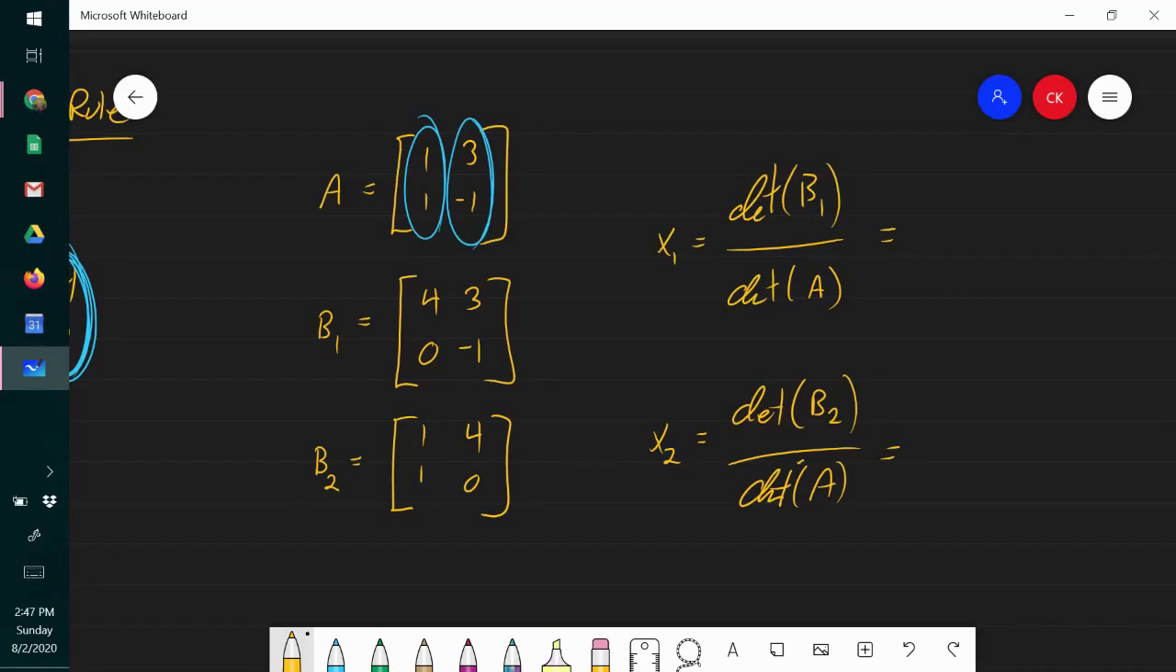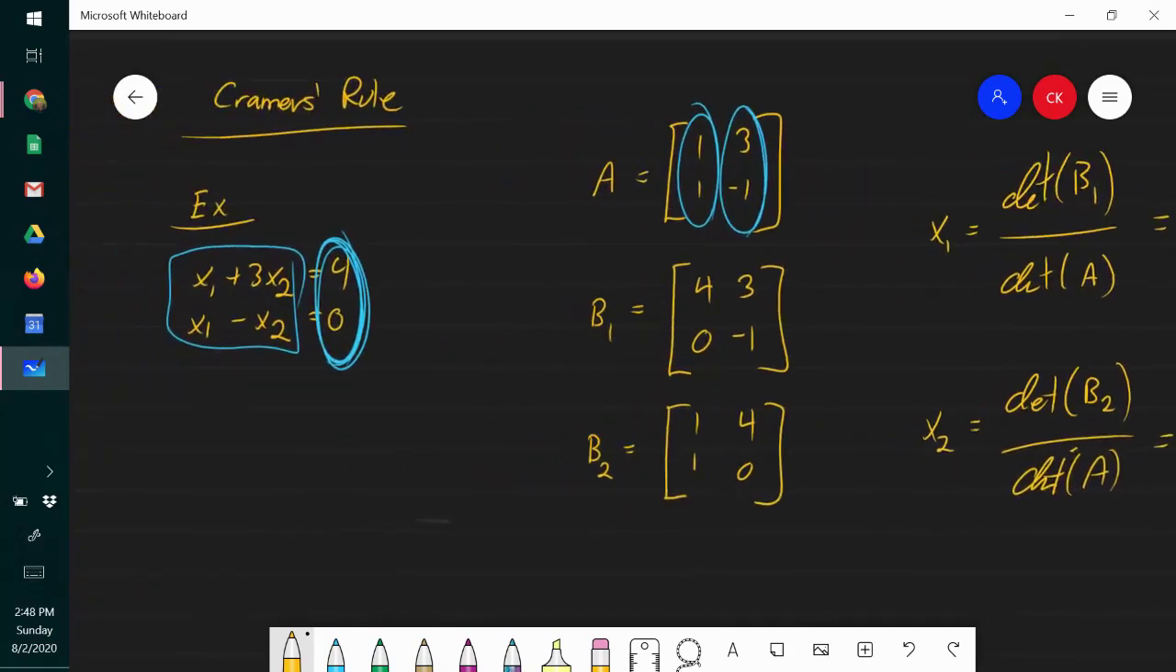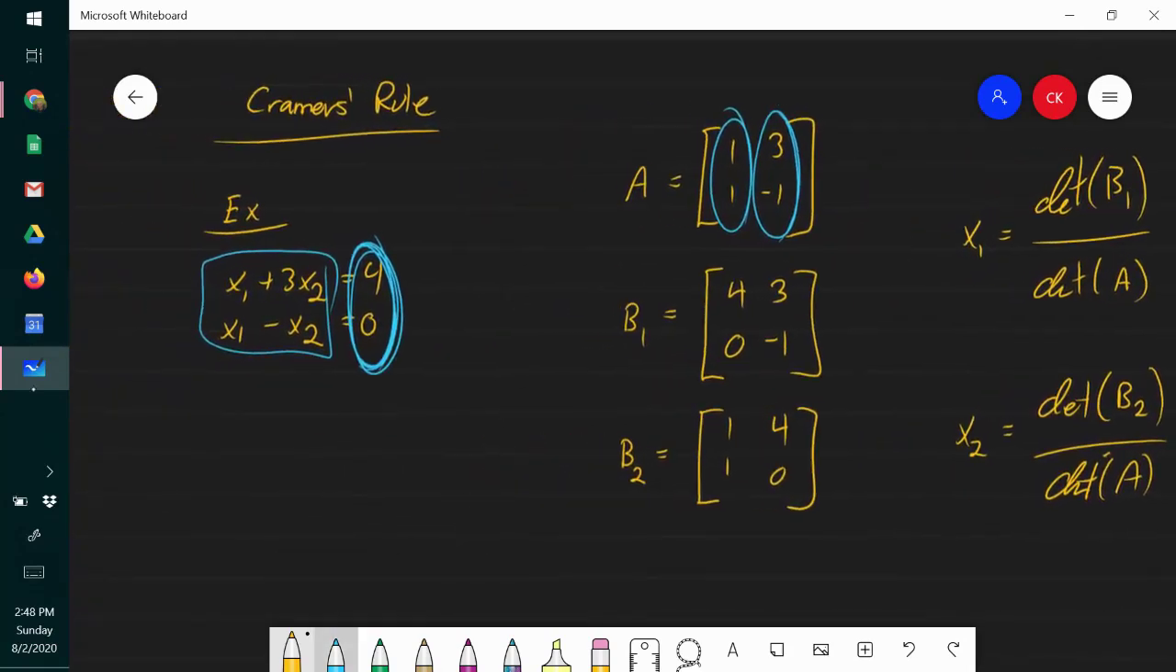The determinant of A is going to be negative 4. And the determinant of B1 is also negative 4. And B sub 2 is also negative 4. So in this case, the solutions look like 1 and 1. And we can go back and verify that just to make sure that we've got it right.